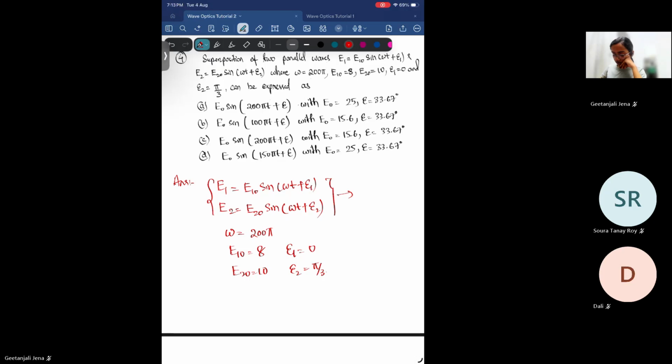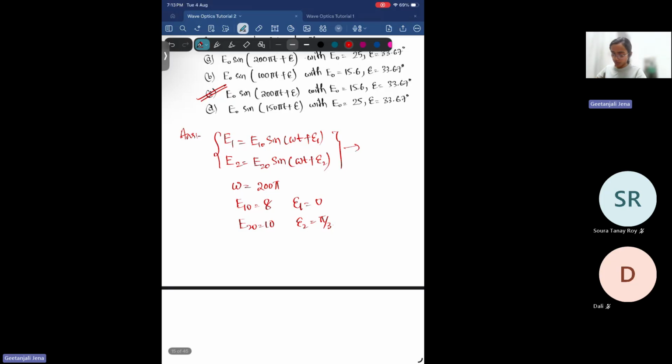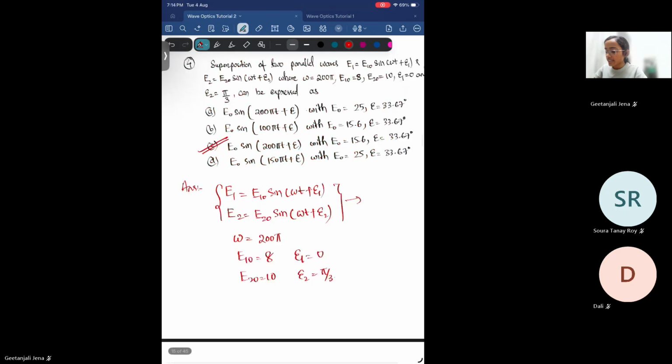C. Yes. Answer is option C. This is quite easy because you have only two waves, right? You can easily neglect option D because it has 150 pi t. When you superimpose two waves of the same frequency, the resultant wave will also have the same frequency. That means we can easily filter this.